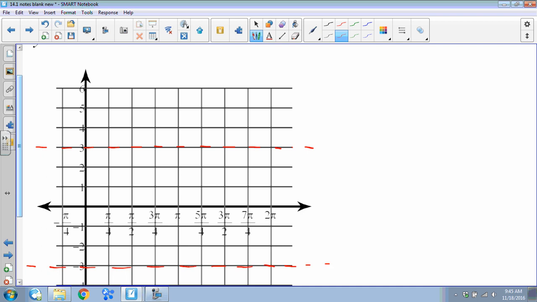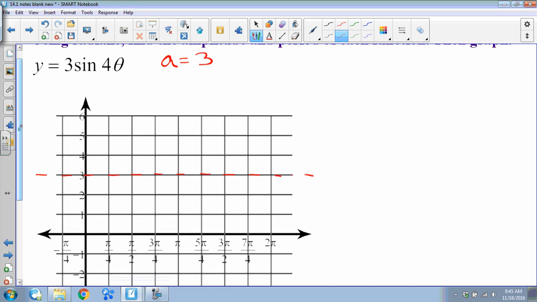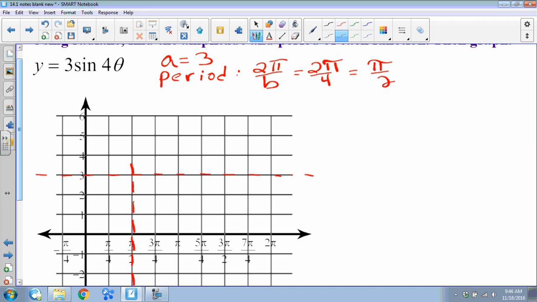Okay? Now, all I'm doing now is I'm figuring out where does it stop and where do I put my hash marks. Okay? So, my period is 2 pi divided by b. What's b? 4. So it's 2 pi divided by 4. And so that's pi over 2. Okay, so that's where one wave stops, pi over 2. So we'll find this. Here's pi over 2. So when I draw my one wave, I'm not going to go past that.